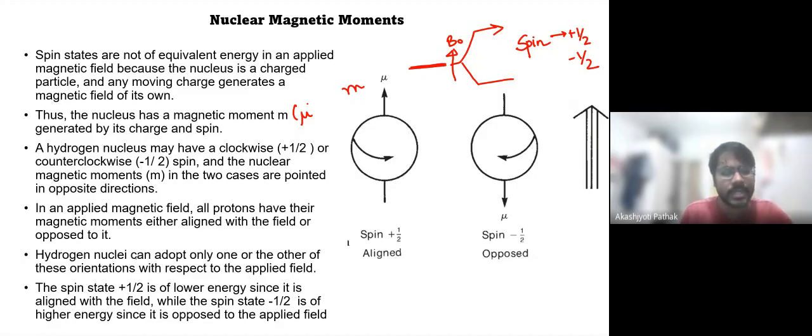So it can take either a plus half spin state or a minus half spin state. How do you quantify the energy associated with each spin state? We'll be discussing that in the next slide.